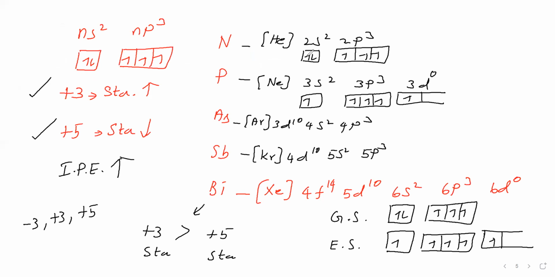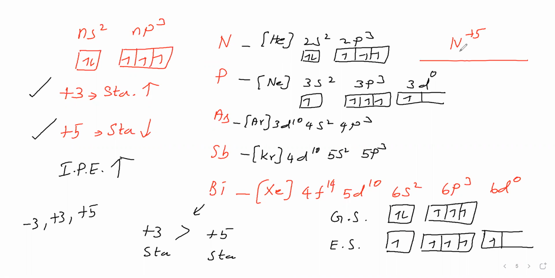Nitrogen cannot give 5 unpaired electrons because in its valence shell no more orbitals are present. Therefore, does that mean nitrogen can't show the +5 oxidation state? Of course, nitrogen can show the +5 oxidation state.